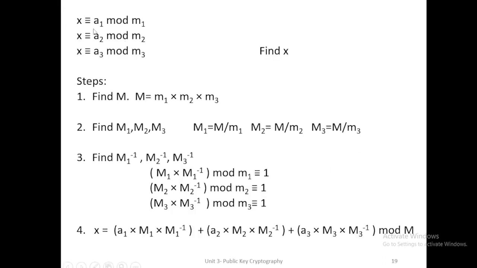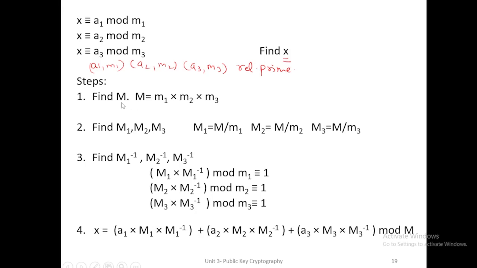So let us take three congruent equations. x equivalent to A1 mod M1, x equivalent to A2 mod M2, x equivalent to A3 mod M3, in which A1 M1, A2 M2 and A3 M3 are relatively prime. So they will give the conditions, and we need to find out the x value. So it is a four-step process.